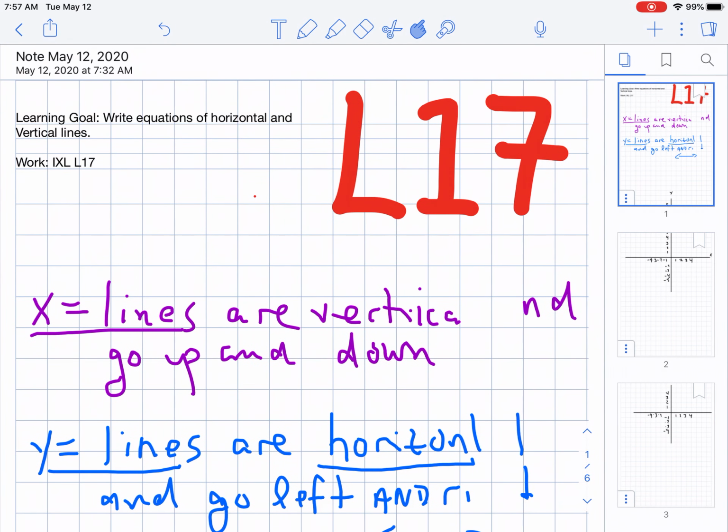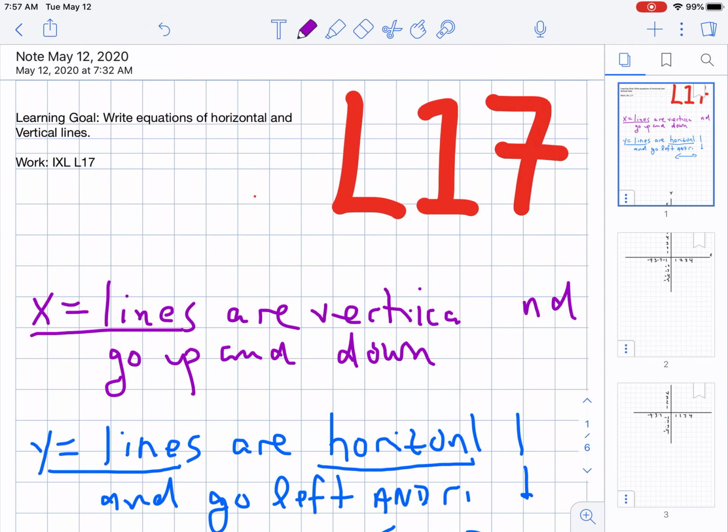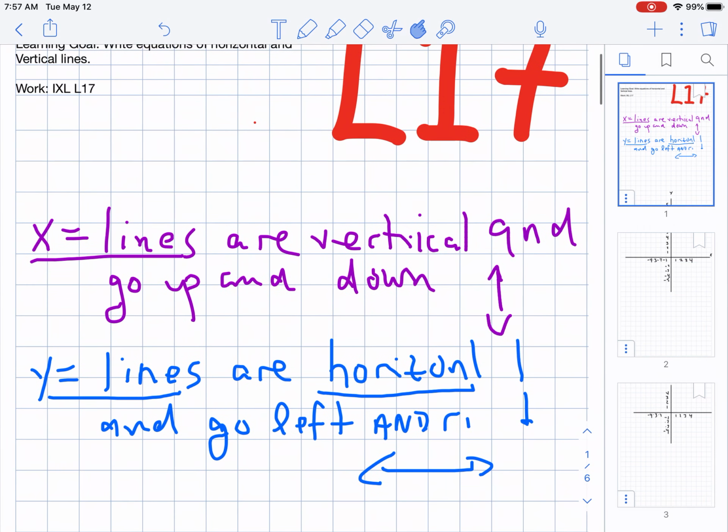Today you'll be writing equations of horizontal and vertical lines. The work is in IXL L17. When we look at x equal lines, those lines are vertical lines and go up and down. When we look at y equal lines, those are horizontal lines and those lines go left and right.